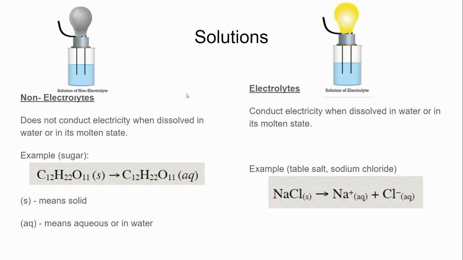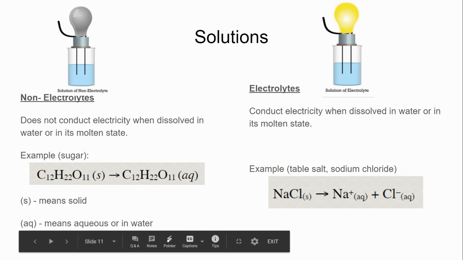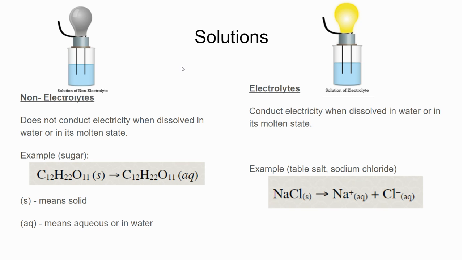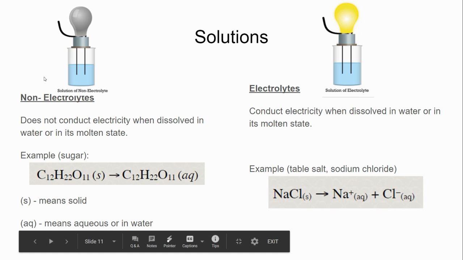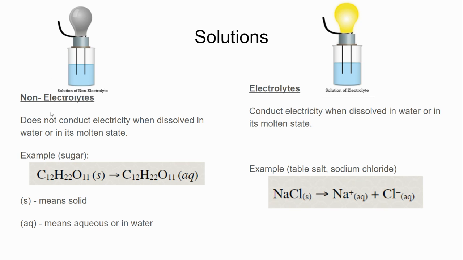Now, really, two types of things dissolve in water, in aqueous solutions. We're actually talking about aqueous solutions. We can have something that breaks into ions, and we have something that's polar or slightly polar. The slightly polar molecules, those are non-electrolytes. They do not break into ions.